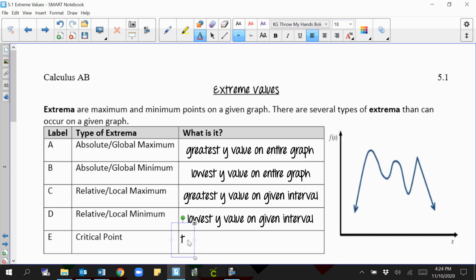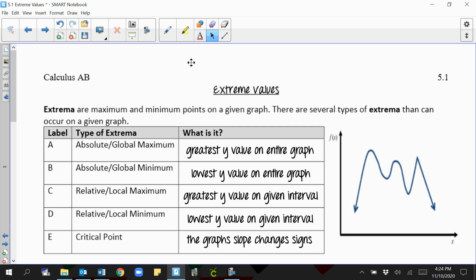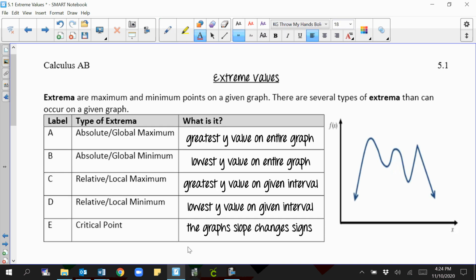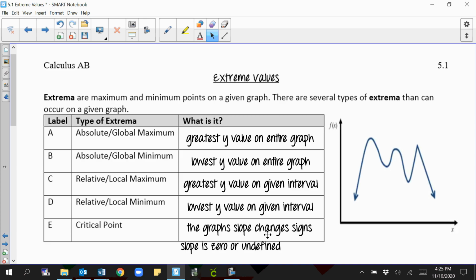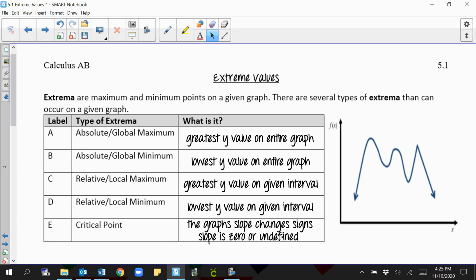So this is where the graph's slope changes signs. So more specifically, we're talking about where we have a slope of 0 or an undefined slope. So I'm going to do that just below it right here. The slope is 0 or undefined. And let's see if we can fit both of those in the box right there. There we go. So it's where the graph's slope changes signs, so where the slope is 0 or undefined.